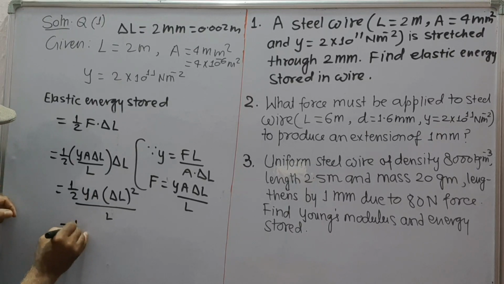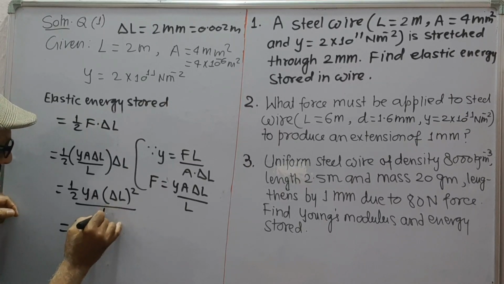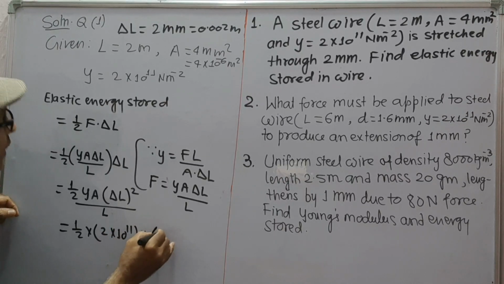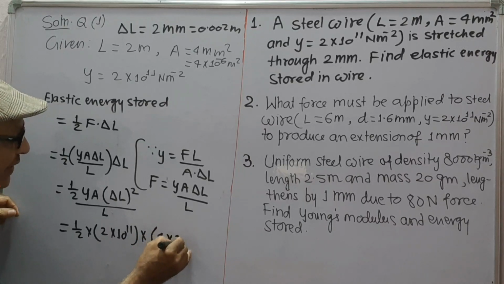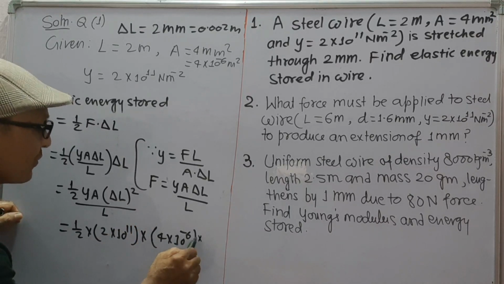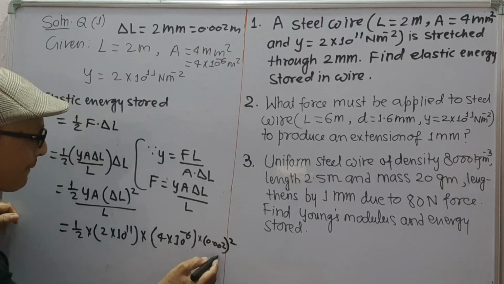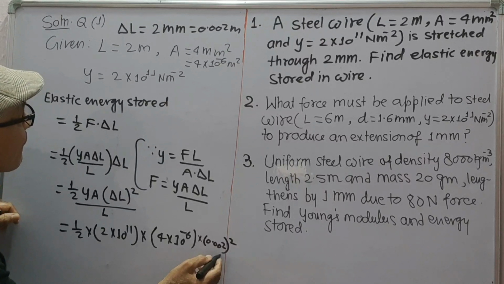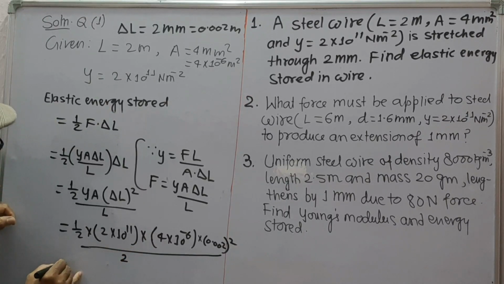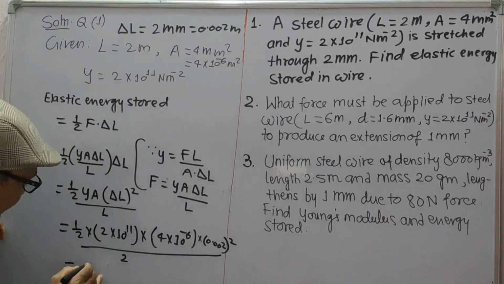Now this is 1 by 2 Y A into delta L square upon L, which gives 1 by 2 into 2 into 10 to power 11 into 4 into 10 to minus 6 into 0.002 square upon L. L is the original length 2, which on simplification gives 0.8 joules.